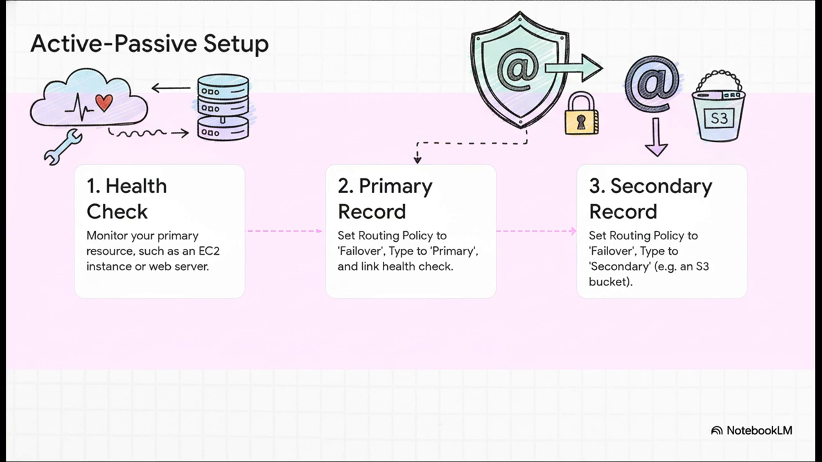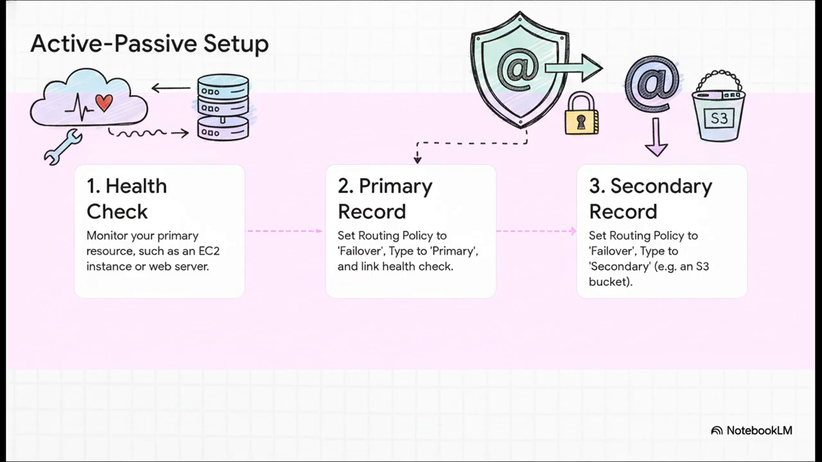Step 1, you create that health check we talked about, point it at your main resource, maybe an EC2 instance. Step 2, you set up the DNS record for that main instance. You tell Route 53, hey, this is a failover record, and it's the primary one. Then you connect the health check to it.